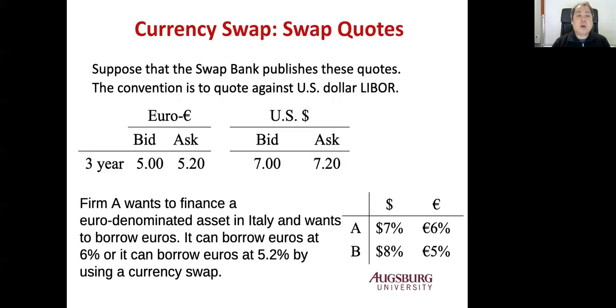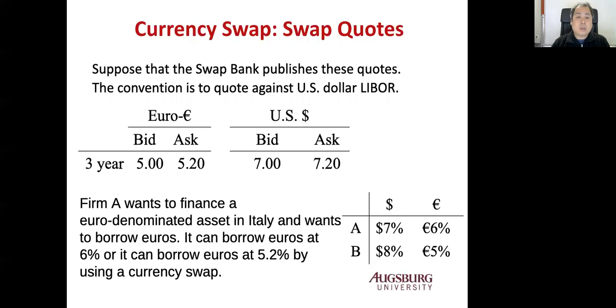Now let's see the swap quote. Suppose there's a swap bank that has this quote. The 3-year swap euro bid at 5 to 5.20, so 5 to 5.2, and the dollar 7 to 7.2. Okay. Now firm A wants to finance euro asset, right? So they want to borrow euro.